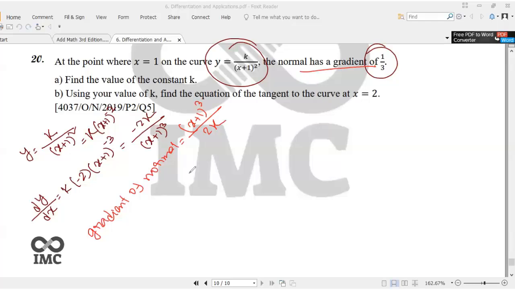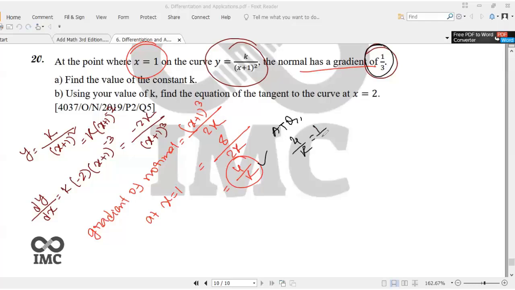Okay. So at x equal to 1, this one will be 1 plus 1, that is 2. 2 cube means 8 by 2k, or we can write 4 by k. So this is the first step. And here, this 4 by k and this 1 by 3, both are same. So we can say according to the question, 4 by k equal to 1 by 3. Or we can write k equal to 4 threes are 12. Done. So this is the value of k.